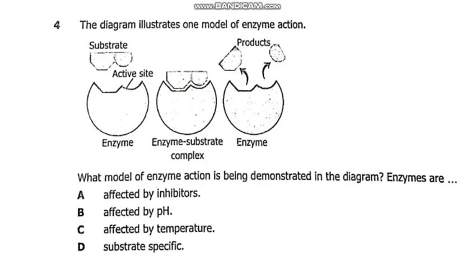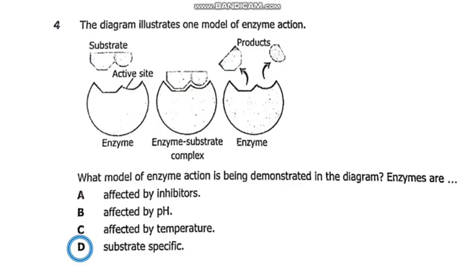So the correct answer here is D. What it means is that enzymes are substrate specific, because the active site has a shape that complements the shape of the substrate, like a lock and key.